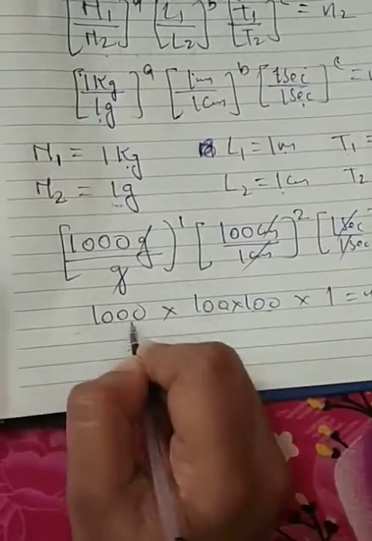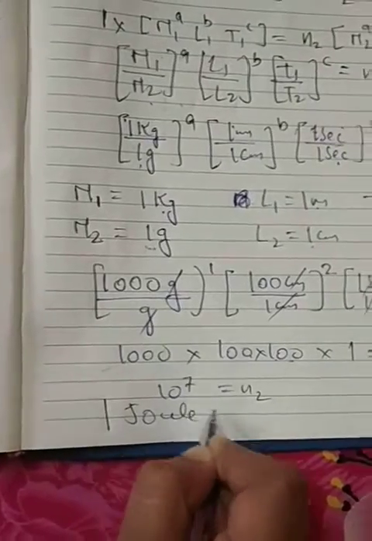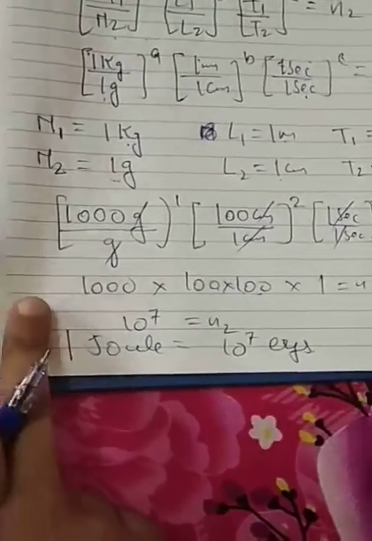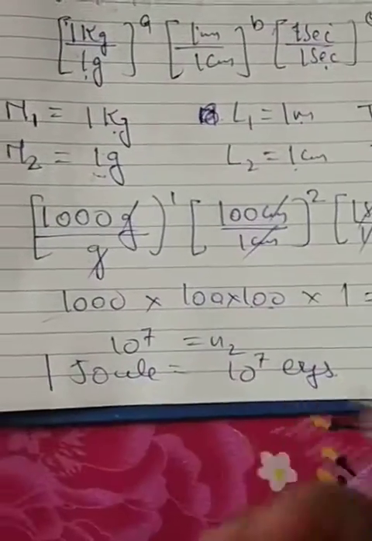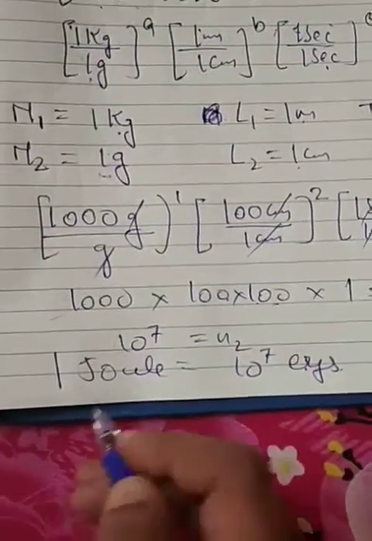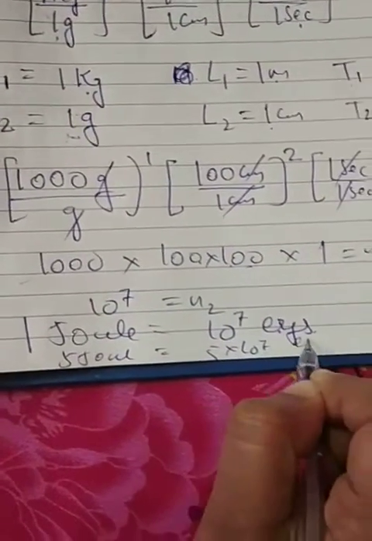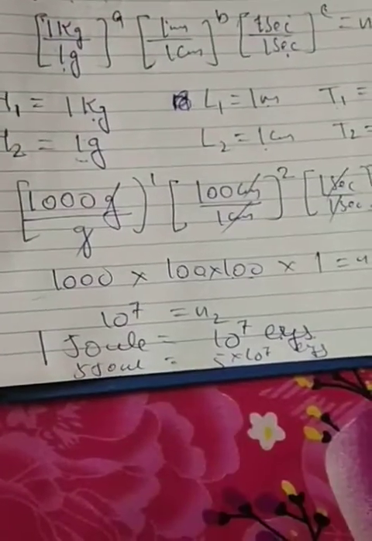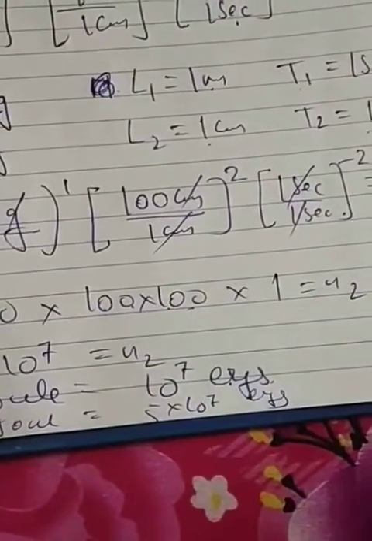So 1, 2, 3, 4, 5, 6, 7. 10 to the power 7 is equal to N2. Means 1 joule is equal to 10 to the power 7 ergs. So this is the value of 1 joule. We are converting 1 joule. If I ask how much is 5 joule in ergs, you will say 1 joule is equal to this many ergs. So 5 joule is equal to 5 into 10 to the power 7 ergs. Correct. So in this question they have asked about conversion of simple 1 joule to how many ergs. So the rest of the things we can easily find out. If we know the value of 1, we can find the value of many.